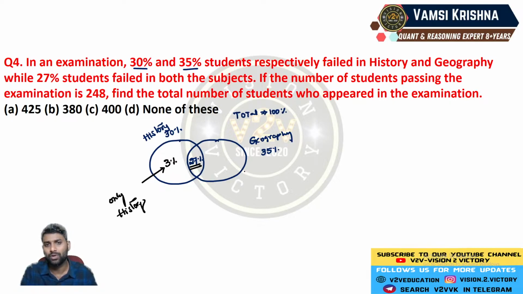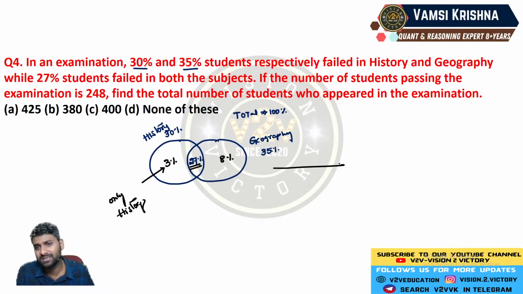Now, in the same way, out of 35%, 27% failed in both the subjects. How many students failed in only geography? It is 35 minus 27. You can expect these questions: how much percentage of students failed in only geography? Only geography means 35 minus 27, which is exactly equal to 8%.